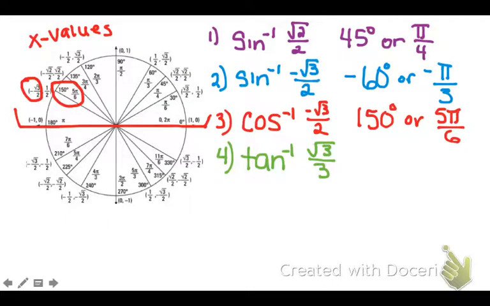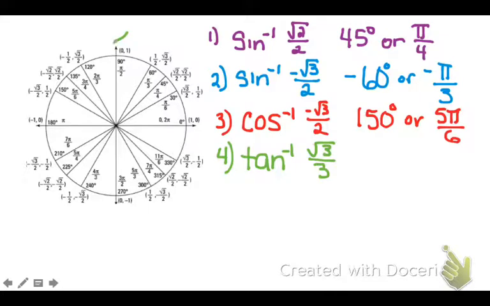We haven't tried arctangent yet, so we have arctangent of square root 3 over 3. Things we need to remember for tangent. First thing, our answers are going to fall on the right side of the circle, and the other thing we need to remember is that it's y over x. So this isn't quite as straightforward as some of the other ones. So what we're going to do is, because we have square root 3 over 3, we're going to look at our values that have a square root 3 for a y value.